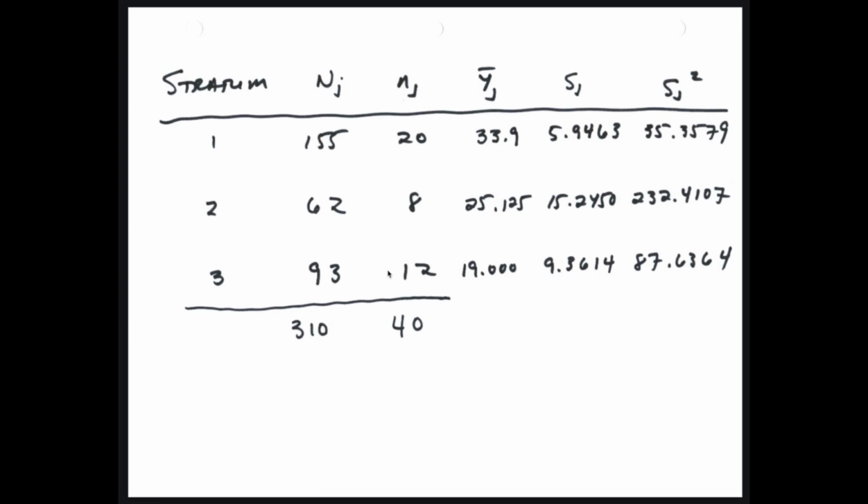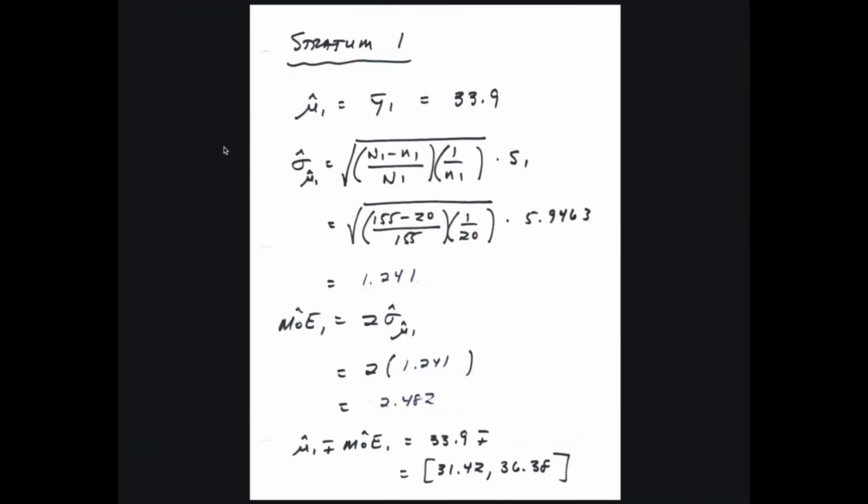And then summarizing the data, we have the sample means here in this column, we have the sample standard deviations, and we have the sample variances. Notice that there are a total of 310 households in the entire county, and the overall sample size is 40 households. So let's look first at stratum 1.